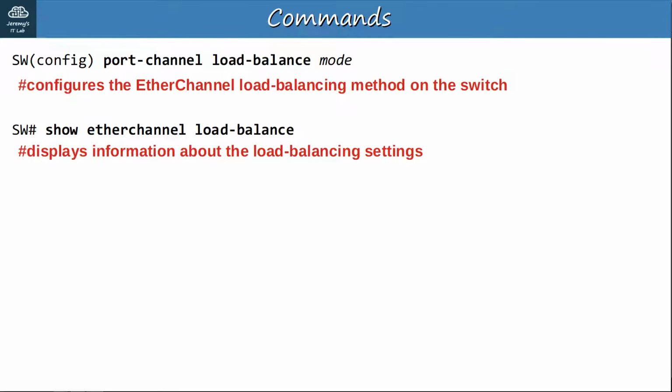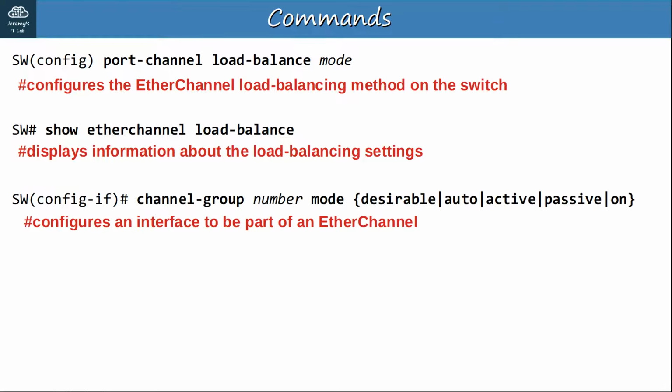To view the current EtherChannel load balancing configuration, use show etherchannel load-balance. To configure an interface to be part of an EtherChannel, use the command channel-group, followed by the port channel number, mode, and then the mode, which can be desirable, auto, active, passive, or on.